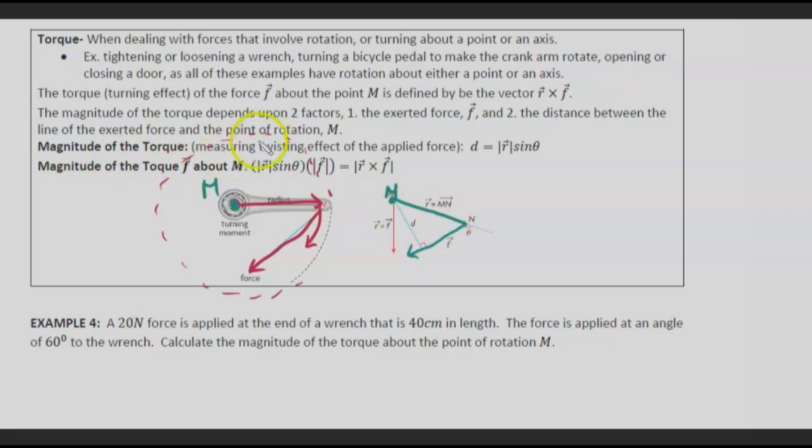So the magnitude of torque is measuring the twisting effect of the applied force. This is D equals the magnitude of R. R is going to be the direction vector for the radius, and then sine theta. And the magnitude for the torque, F about M, likewise, it's going to be the magnitude of vector R sine theta times the magnitude of vector F. And this is going to be R cross F.